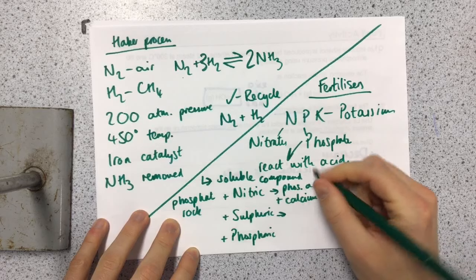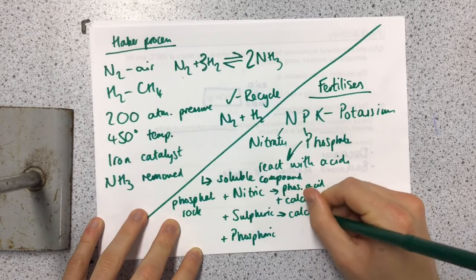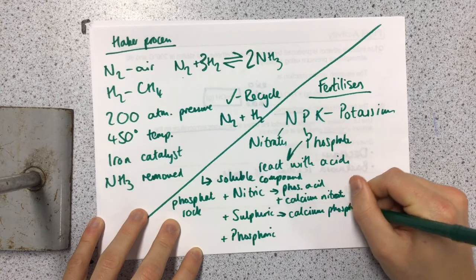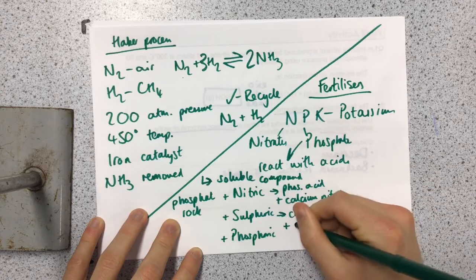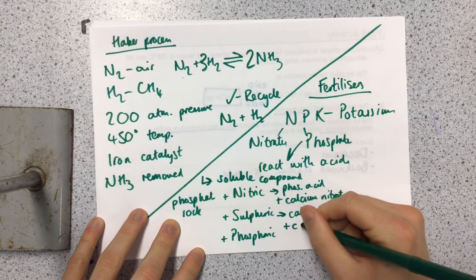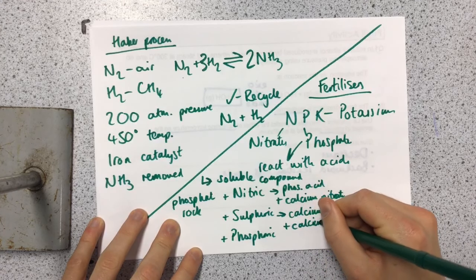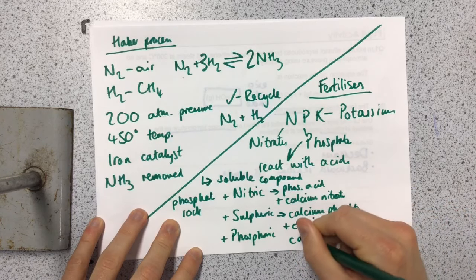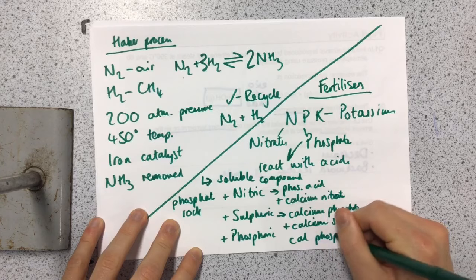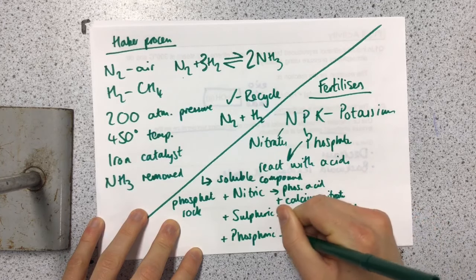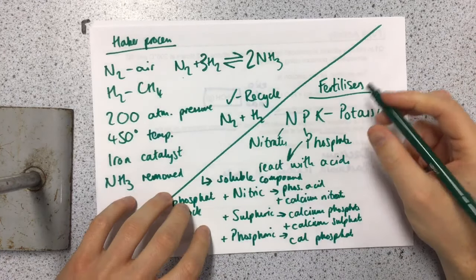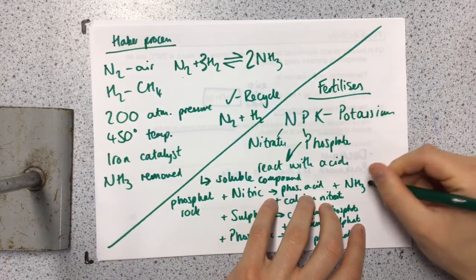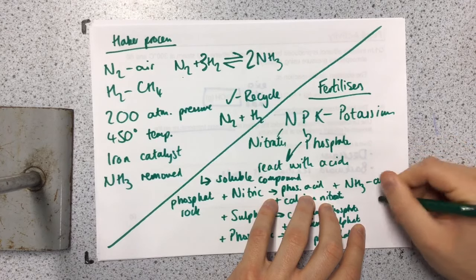This one is calcium phosphate and calcium sulfate. And this one you've got calcium phosphate. The top one, you can then add to ammonia and you make ammonium phosphate.